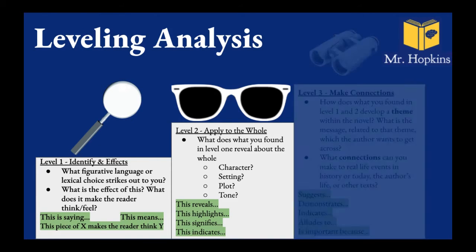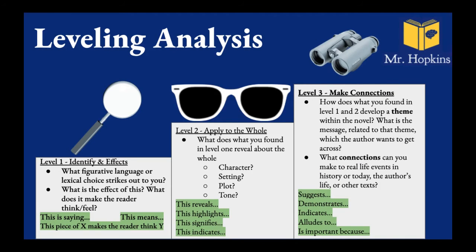When we have level 2, I like to feel that we go to the top of the mountain and we use binoculars to look all around us, to look at the world and make connections. How does what you found in level 1 and 2 develop a theme in the novel? What is the message related to that theme? What does the author want to tell us? And also, what connections can you make to real life events, history, things today, the author's life, or other texts, other plays or novels, poems? You can use phrases like this suggests, this demonstrates, this indicates, this alludes to, this is important because.